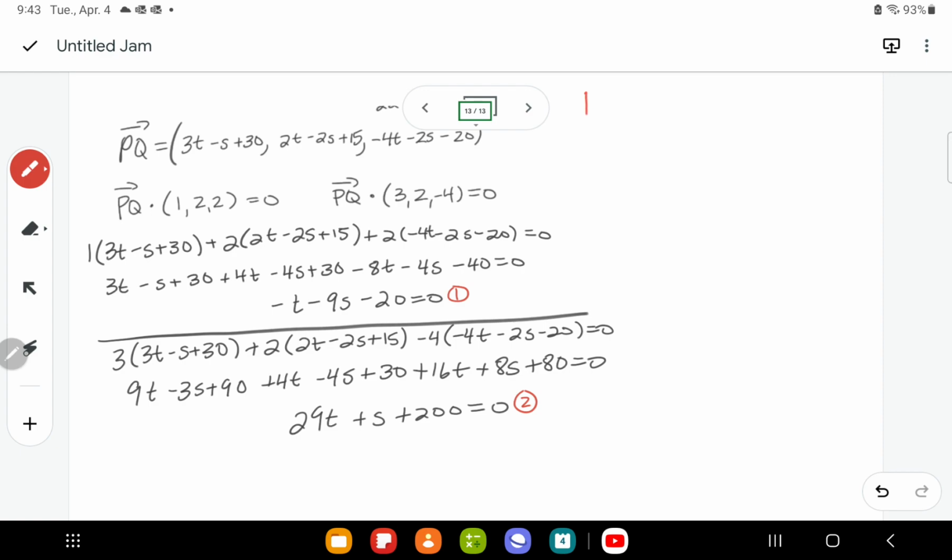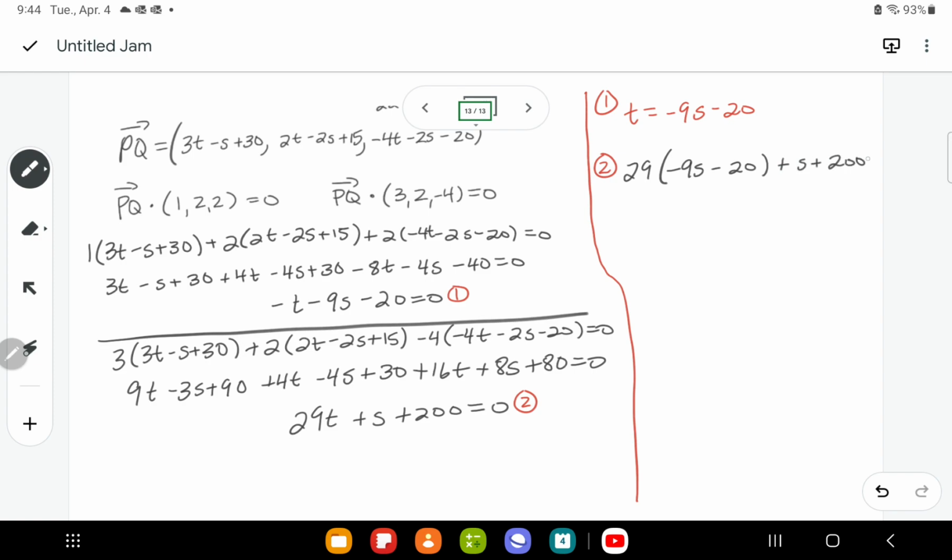And I'm going to do substitution and elimination. I'm going to see if I can possibly squeeze this in all on this slide. So I'm going to take equation 1 and just rearrange and say that that's t equals negative 9s minus 20. Then I'm going to take equation 2 and sub that in for my t. So 29 times negative 9s minus 20 plus s plus 200 equals 0. Squeeze that in.